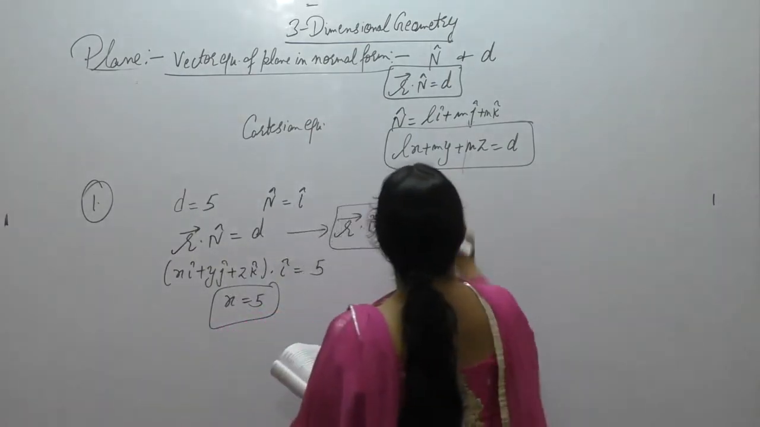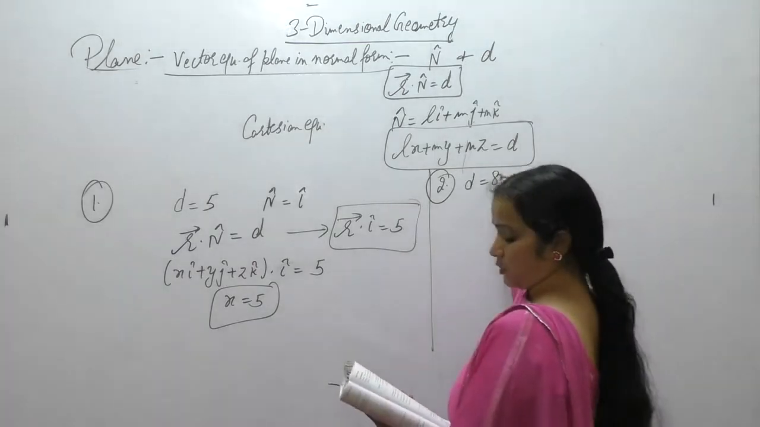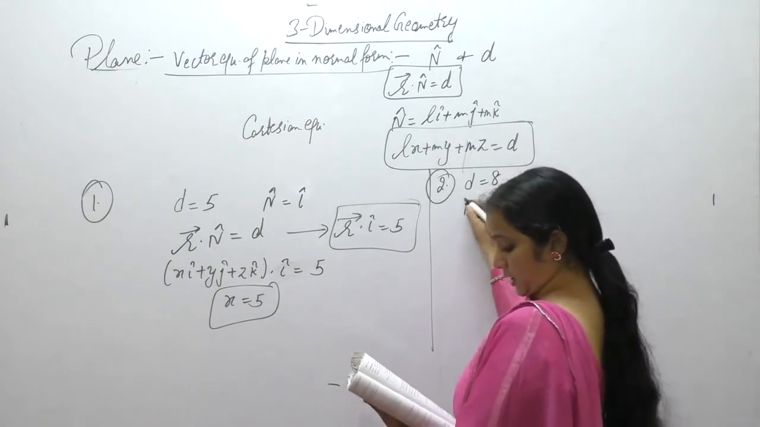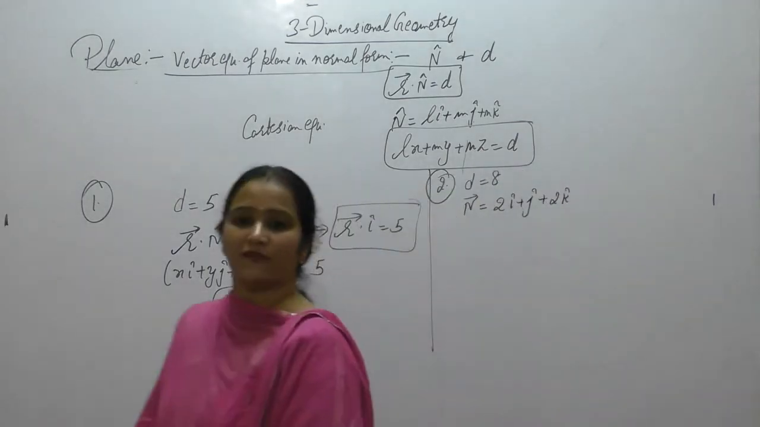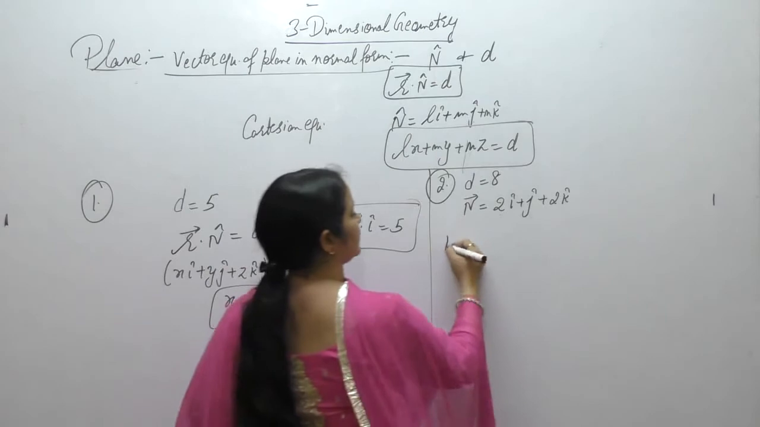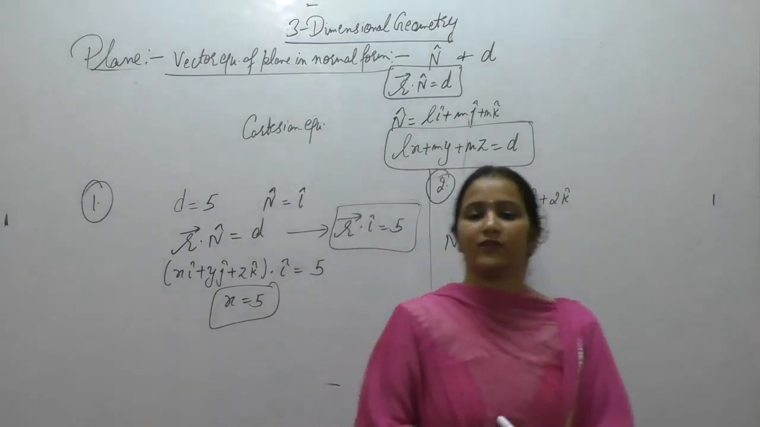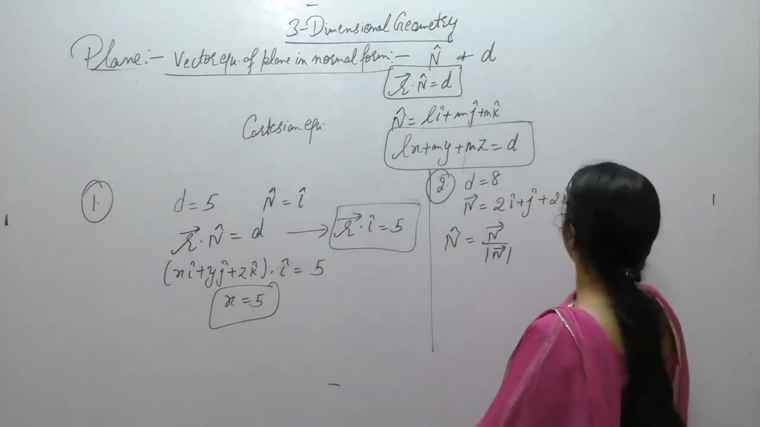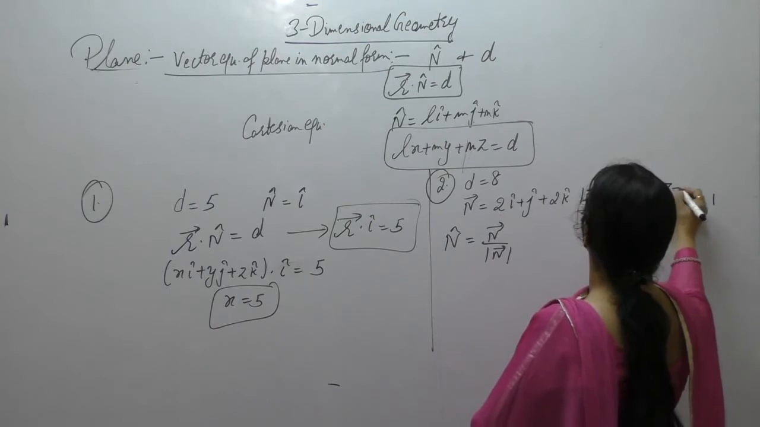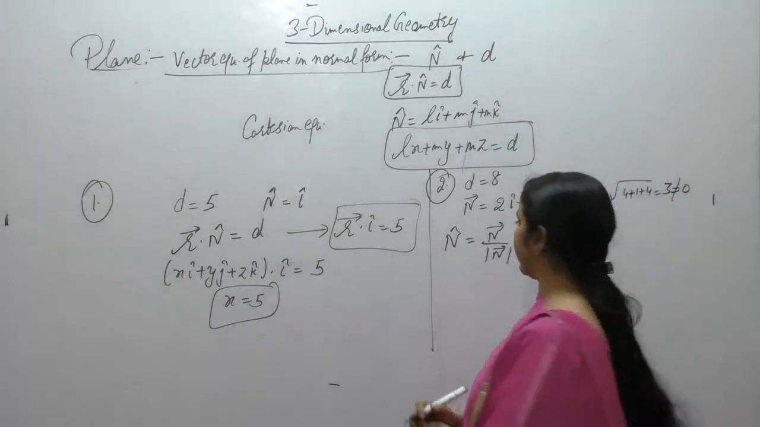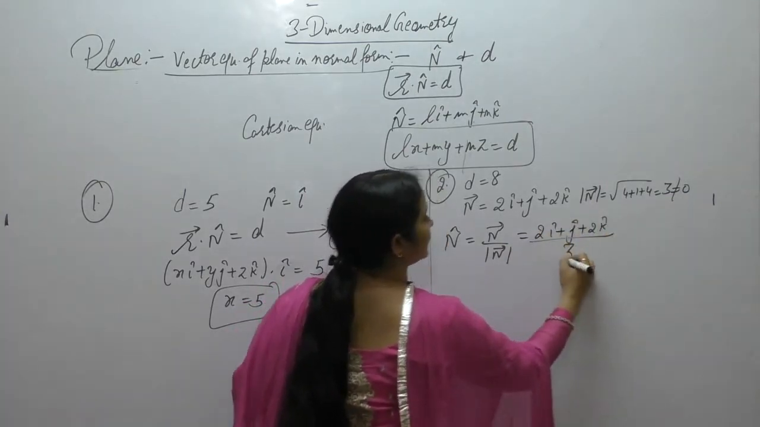Next, find the vector equation of a plane which is at a distance of 8 units from the origin and which is normal to the vector 2i plus j plus 2k. Normal to a vector, not a unit vector. So first we have to find the unit vector, that is n vector upon magnitude of n vector. If the magnitude of n vector is 1, then it is a unit vector. First find the magnitude of n: 2 square, 1 square, 2 square, the root is 3. 3 is not equal to 1, so this is not a unit vector. So first find the unit vector: 2i plus j plus 2k upon 3.